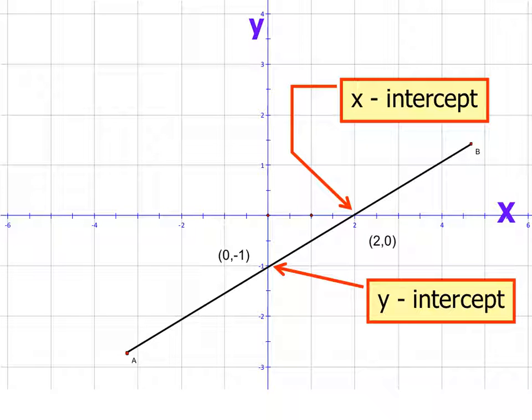Here's another look at a graph of a line, and the black line's graphed here. Right here at the point 2, 0, that would be your x-intercept, and then your y-intercept is right here at 0, -1. So again, that's just visually seeing the x and the y-intercepts on a graph.